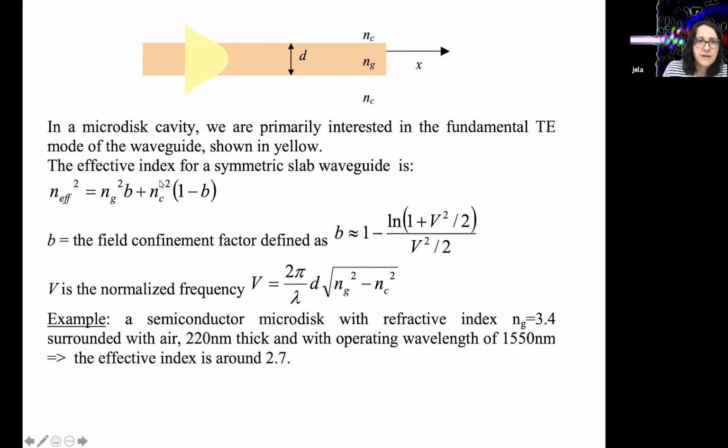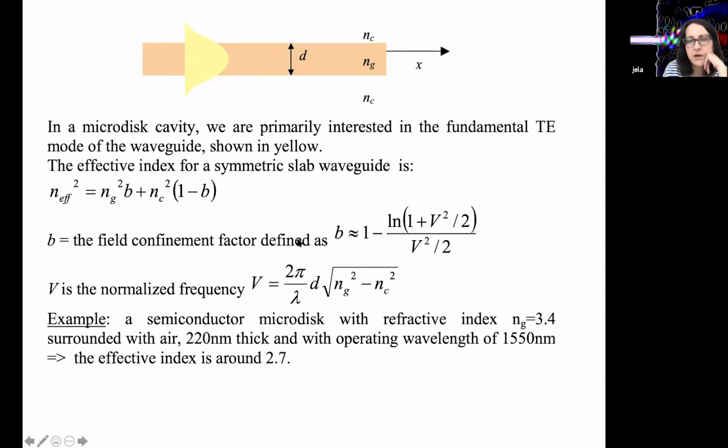That means that N cladding is 1, and N core is 3.4. Let's say it's 220 nanometers thick, D is 220, and you're interested in finding, again, the effective index for the operating wavelength of 1550 nanometers, which is also important to take into account because dispersion and confinement change as a function of wavelength. You can go back to this system of equations and calculate from D, lambda, and the indices this factor V.